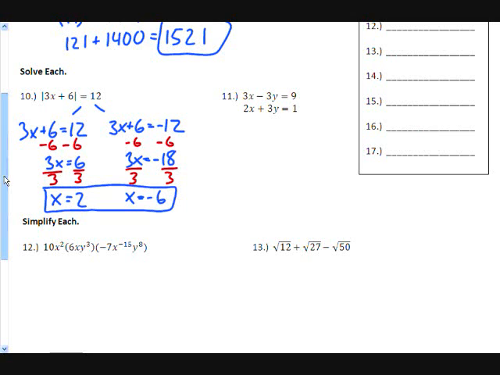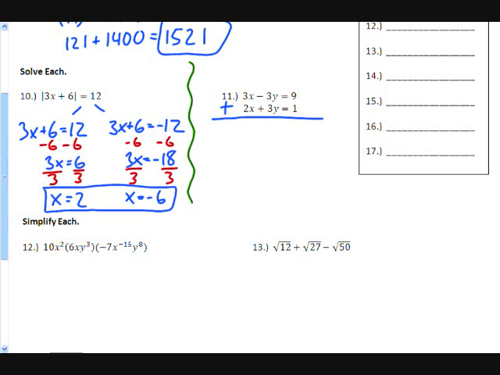For number 11, this is a system of equations, and there's two good ways to solve a system of equations, either substitution or elimination. Substitution is when we solve for one of the variables, but if we look at this one, it's set up nicely for elimination because all the variables are lined up. And if we look at the y values, I've got a negative 3 and a positive 3 for coefficients, which means all I have to do is add these two equations together, and it will eliminate one of the variables.